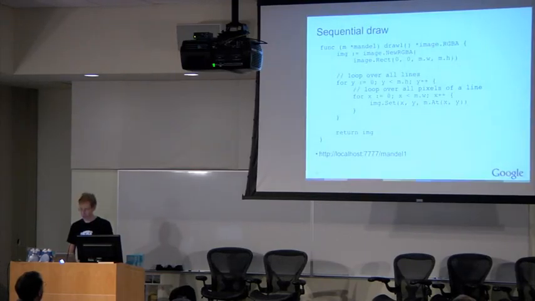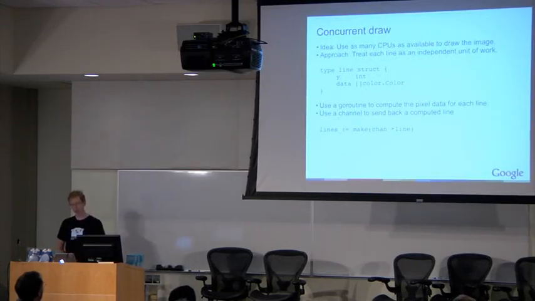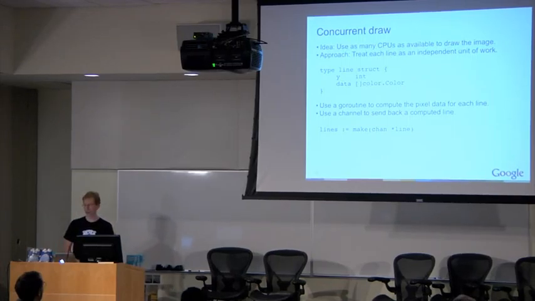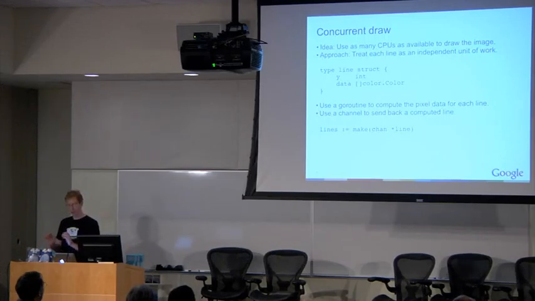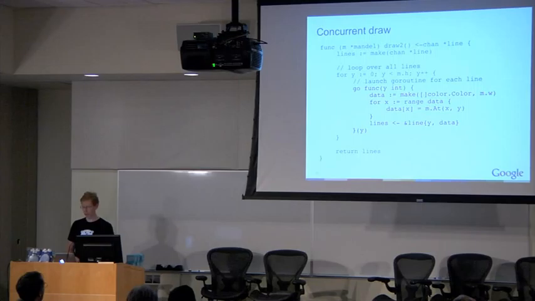Now, let's convert this into a concurrent draw. Again, the simplest approach here is to draw this image explicitly, but we treat each line as an independent unit of work. Because we do this, we need to return each line independently, and so we need to have a data structure here that represents a line. The Y tells us which line, and the data is the actual color data for that line. And then we use a coroutine to compute the pixel data for each line and the channel to send the computed line back. And so this is how the concurrent draw looks like.